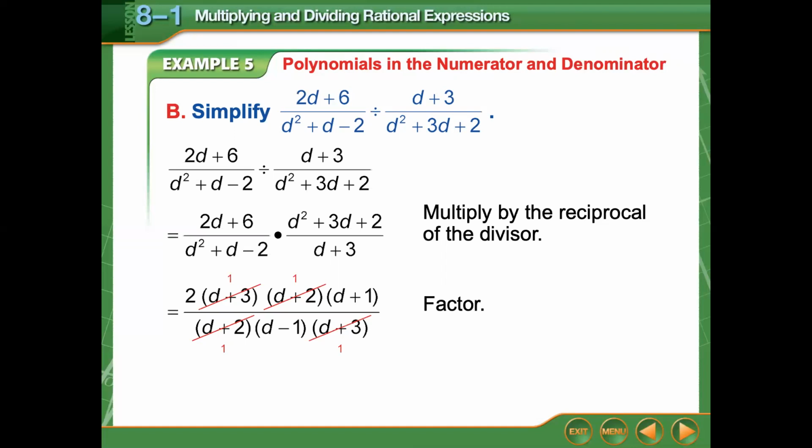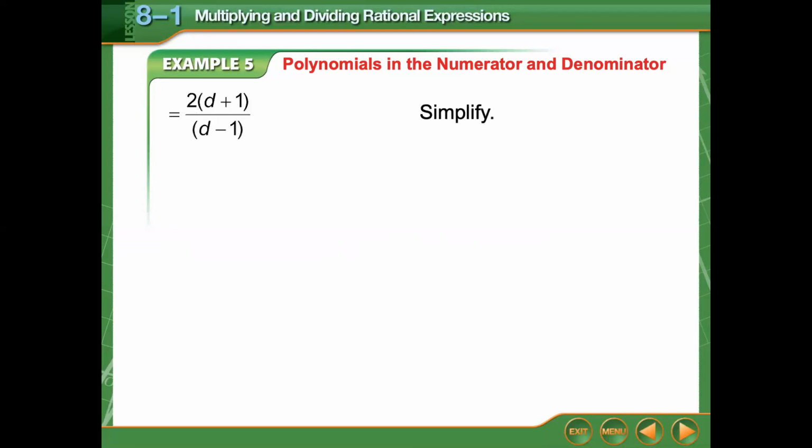So when we do that, we're going to be left with 2 times d plus 1 in the numerator and d minus 1 in the denominator. So by simplifying, there's nothing else we can do with this fraction. This is the simplest form, which is 2 times d plus 1 over d minus 1. You could alternatively also see this as 2d plus 2 over d minus 1 if they wanted to distribute that 2 out.